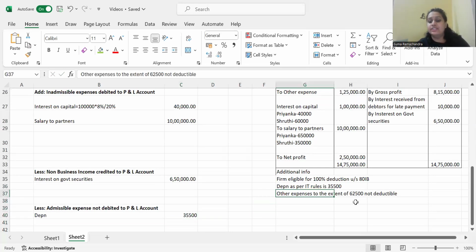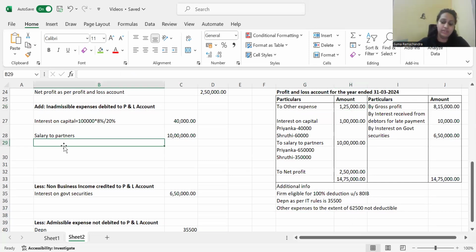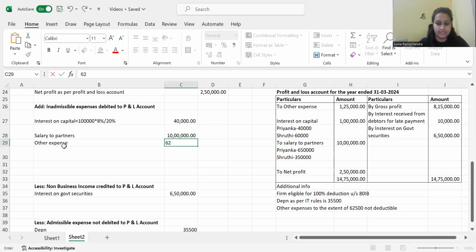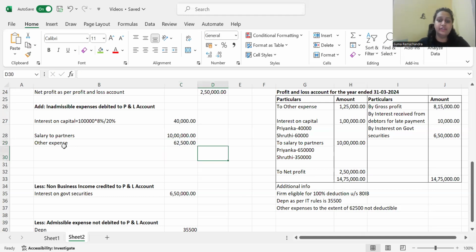Other expenses to the extent of 62,500 is not deductible. Out of 1,25,000, 62,500 is not deductible. So what will I do? That will become inadmissible. I'm going to add it here. Other expense, only the inadmissible amount is supposed to be added here. That means 62,500 is going to be added here. Now, once all this is done, I'm going to take the totals out.